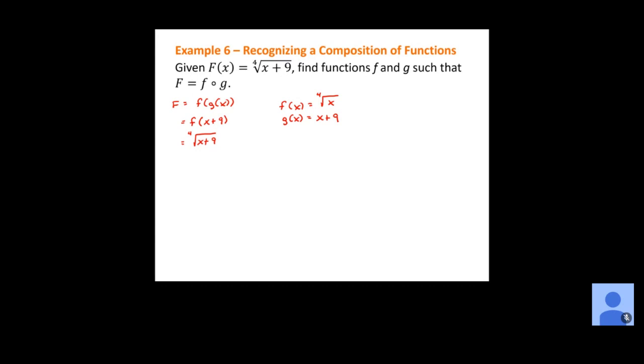Now, just so you know, there are multiple answers to this one. You could have said, what if g of x was equal to the square root of x + 9? What would f of x need to be to give us the original function in that case? Square root of x, right? Because if you take the square root of the square root of x + 9, that would give us the fourth root of x + 9. That would also be a combination of functions that would work.